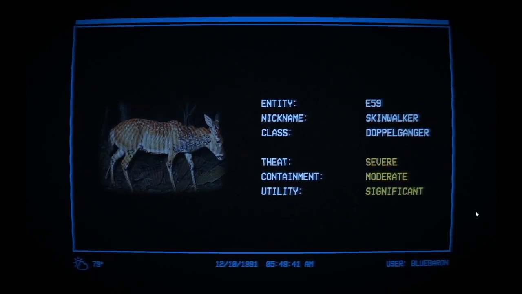The research goal this year is finding a systematic way to identify Skinwalkers 99% of the time and finding out defensive measures that can be taken to prevent loss of possession of body.